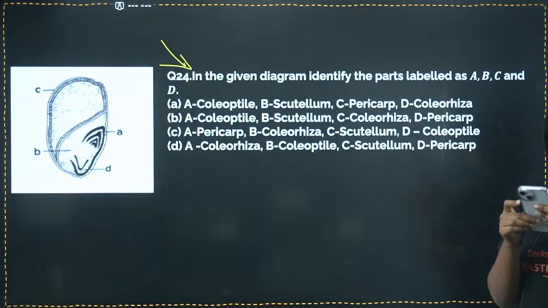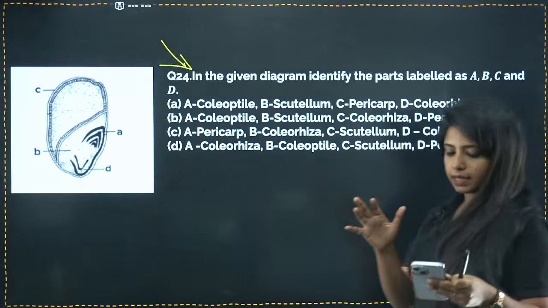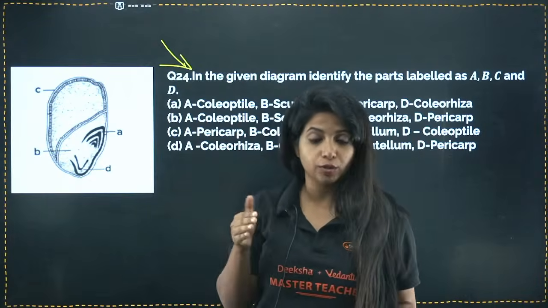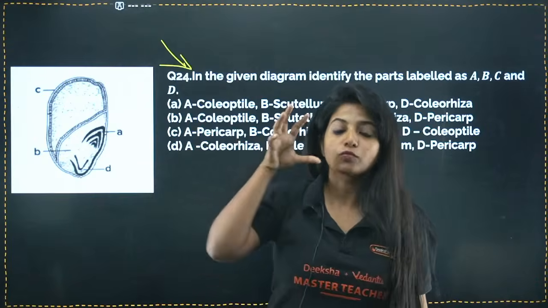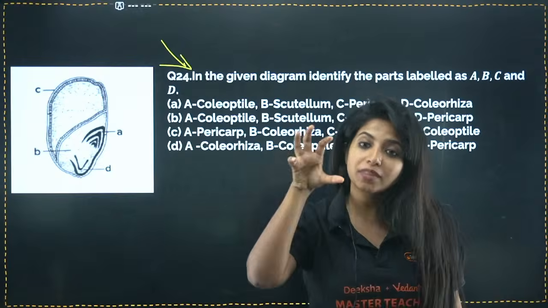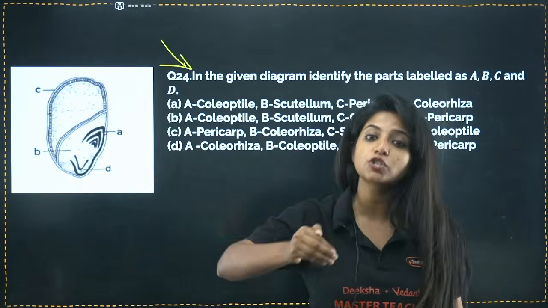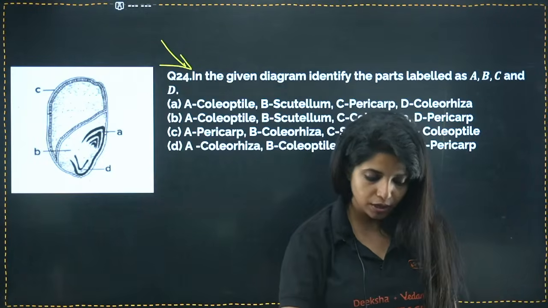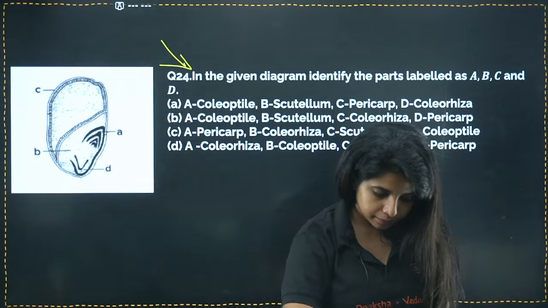Ma'am, do oogonia undergo mitosis or meiosis? Okay, so basically oogonia undergo mitosis first to increase the number. Then one cell among them becomes specialized to become the future ovum. So that cell is known as primary oocyte, which undergoes meiosis. Okay?